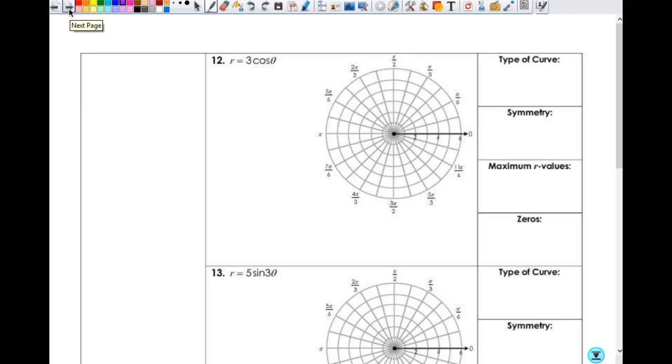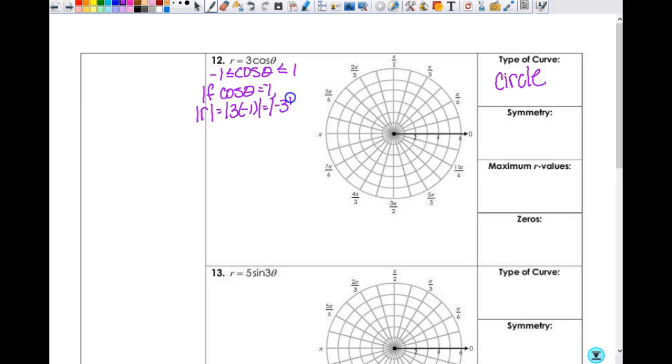All right, so what is this? A circle, okay? This is a circle, and we're going to start by using our maximum r values. Negative 1 is less than or equal to cosine theta, which is less than or equal to 1. So if cosine theta is equal to negative 1, we'll start with negative 1, like we always do, then the absolute value of r is equal to the absolute value of 3 times a negative 1, which is the absolute value of negative 3, which is 3.